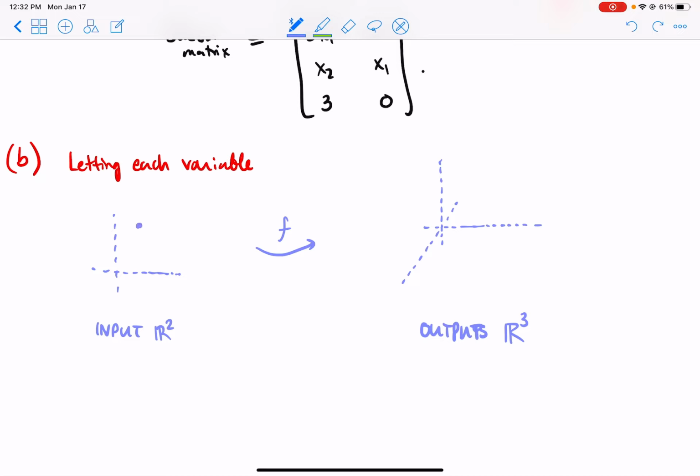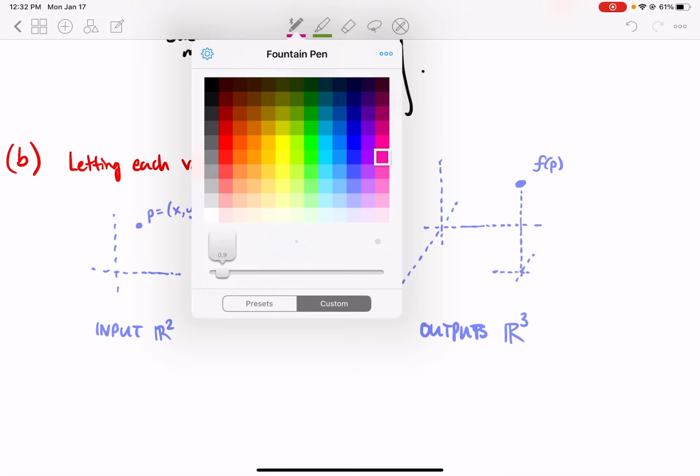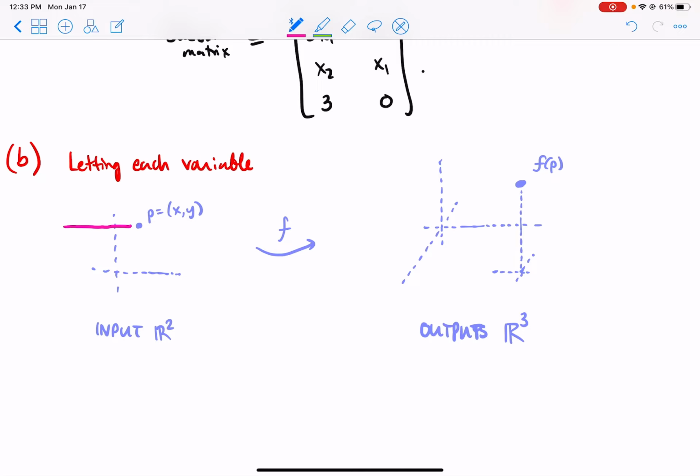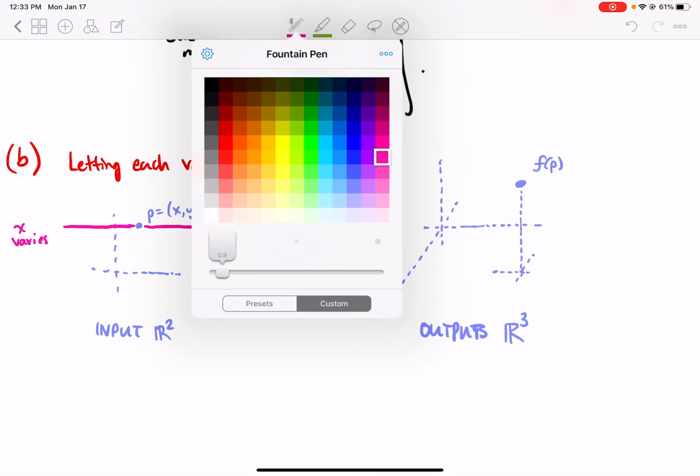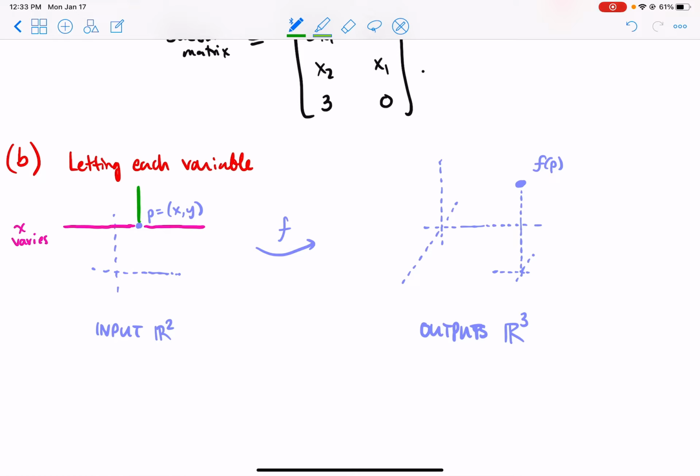So that's what we're going to see, and let me just do it a little bit better. So if I pick some point, like let's say this is the point P equals x comma y, and then f of P will be somewhere. I don't know, maybe it's here. Maybe that's f of P. Okay, and then let's choose a color like pink for the horizontal line. So this horizontal line is when x varies. And then this vertical line is when we let the other variable vary. This is now when y varies or changes.